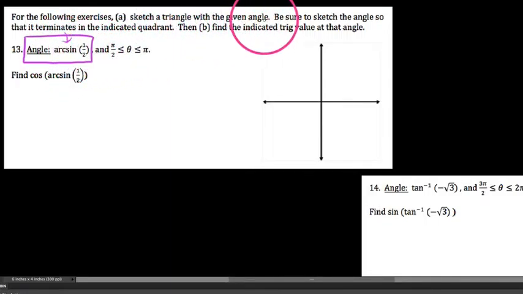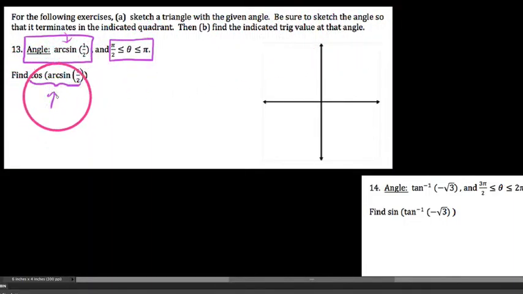You notice here that I write, be sure to sketch the angle so it terminates in the indicated quadrant. So in each of these I'm going to indicate which quadrant it terminates in. After that, what I want to do is find the indicated trig value at that angle. Often we're going to be asked to take, say, a trig function of an inverse trig function, but these are not inverses of one another, and so they don't cancel out completely, okay? We're actually going to have to go evaluate the cosine of this angle, and it's going to be most helpful if we've actually sketched the angle first.